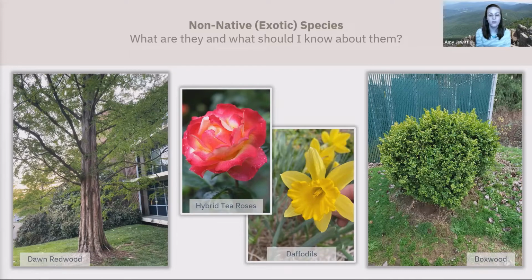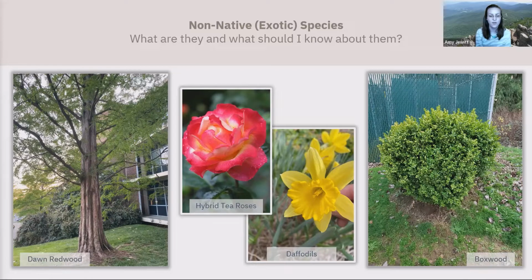And a lot of times we don't even realize that some of our favorite plants that we like to garden with are actually non-native exotic species. So things like tomatoes, petunias, daffodils, tulips, and hybrid tea roses. These are all exotic species. So in general, exotic species are not usable as food sources for our native insects, and they don't really provide a lot of nutritional value to our wildlife.